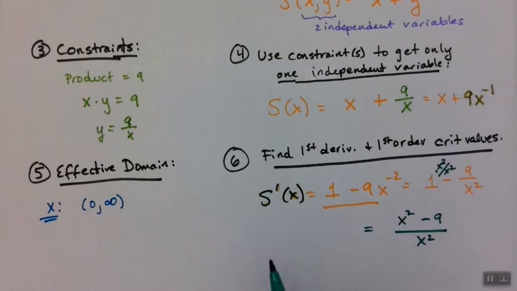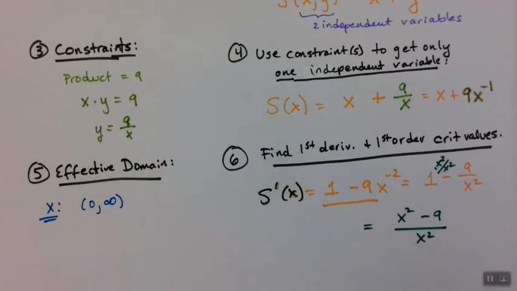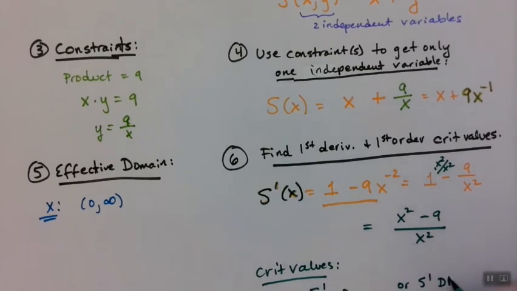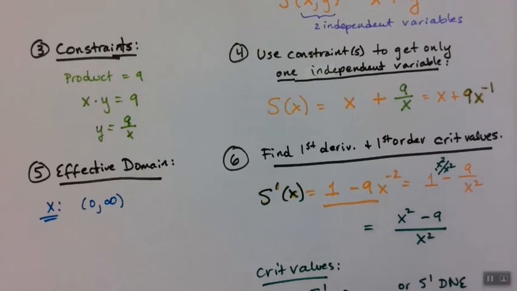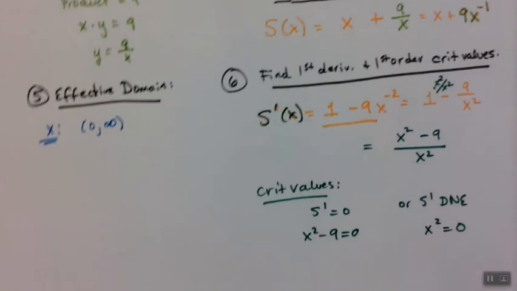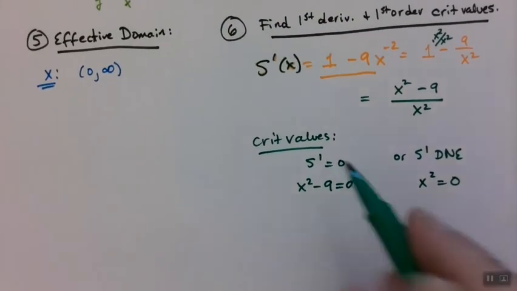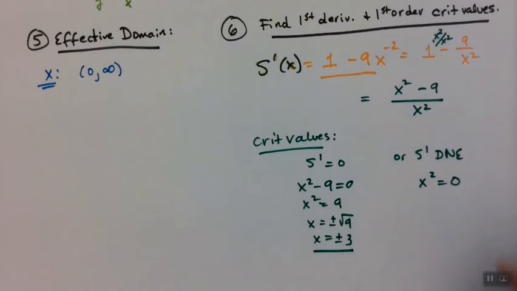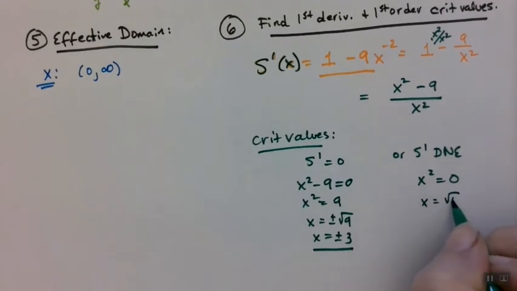Now how has that helped me? Well, the critical values will happen when s prime equals 0 or s prime does not exist. S prime equals 0 will happen when the numerator equals 0. So that's x squared minus 9 equals 0. S prime does not exist will happen when the denominator equals 0, x squared equals 0. Oh, sorry. So this would be x squared equals 9. That'll be x equals plus or minus the square root of 9, which means x equals plus or minus 3. And this would be that x is the square root of 0, which is 0.